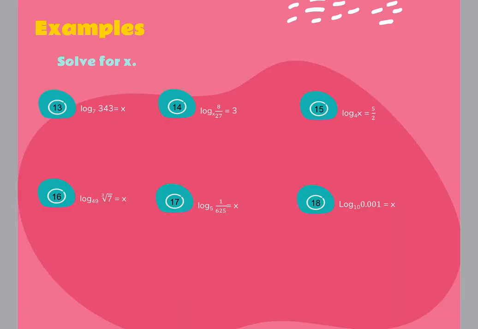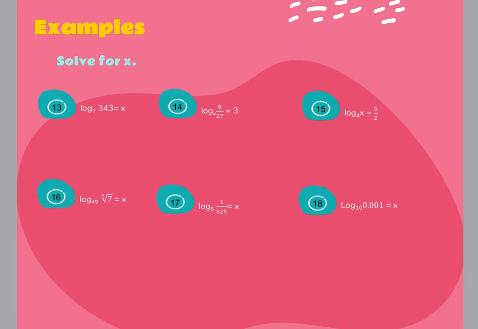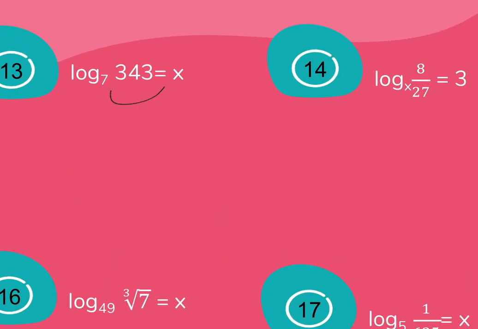All right, just some more examples here. So 13, same thing. We can convert this. 7 picks up the x equals 343, and 343 is 7 cubed. Again, that's a weird one. So if you don't know, divide it into it.